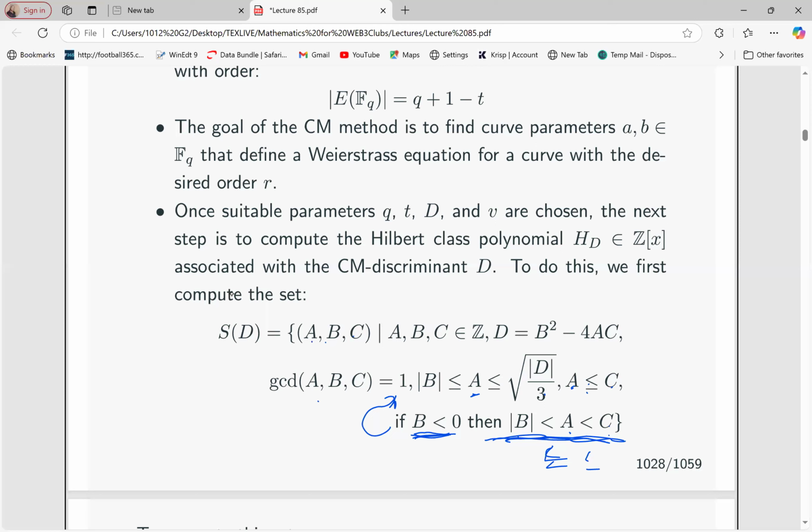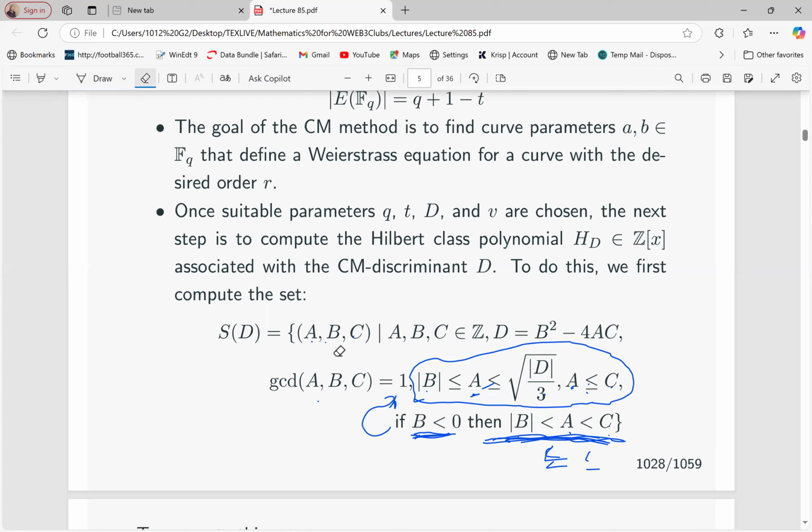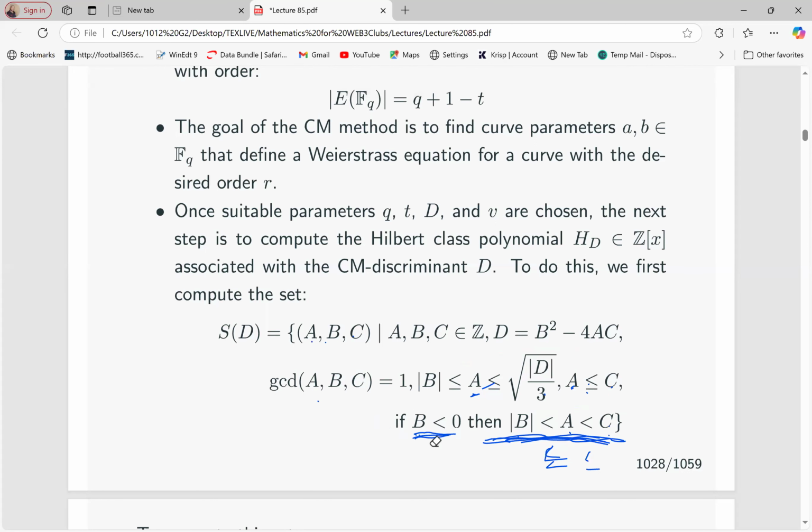But if B is not negative, then consider this relationship. If B is not negative, then that B magnitude should be less than or equal to A, and A should be less than or equal to the square root of the discriminant over 3. And then A must be less than or equal to C. That is if B is not negative. But if B is negative, then we use this condition here. Okay. Now, all these conditions, we put them in our examples and then come up with the elliptic curve.